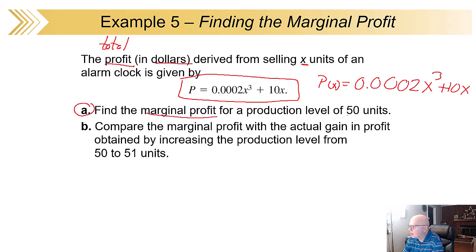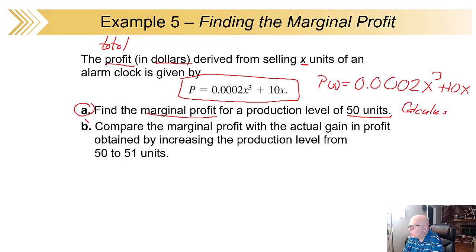at production level of 50. So we'll get the marginal profit. We put the 50 in to see how the profit is changing when you go from 50 to 51 units. Or in this case, from 50 alarm clocks to 51 alarm clocks. How many more dollars do you get by selling one more than you did last month? Then we're going to, now this is using calculus, and we'll get a good estimate.